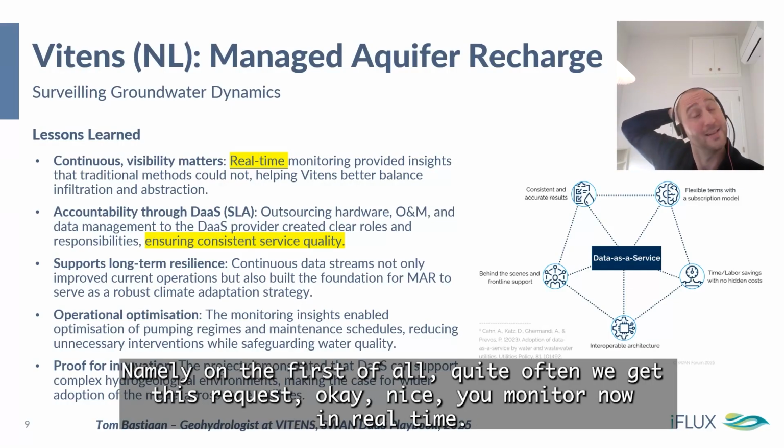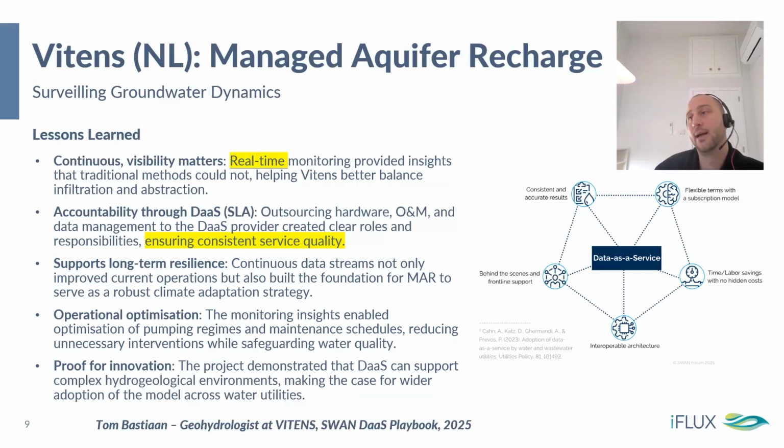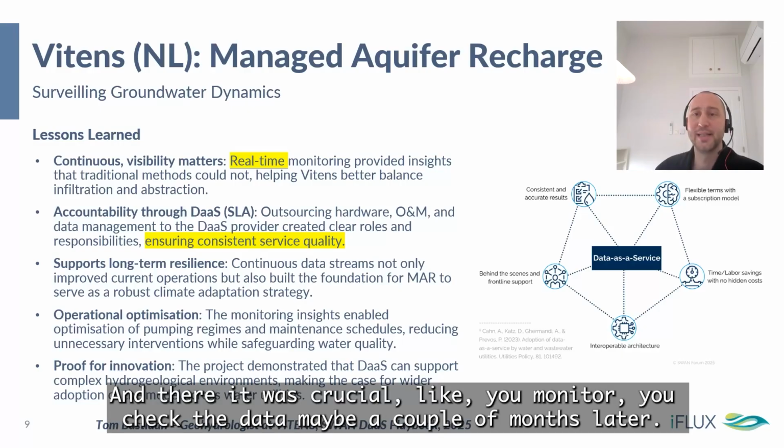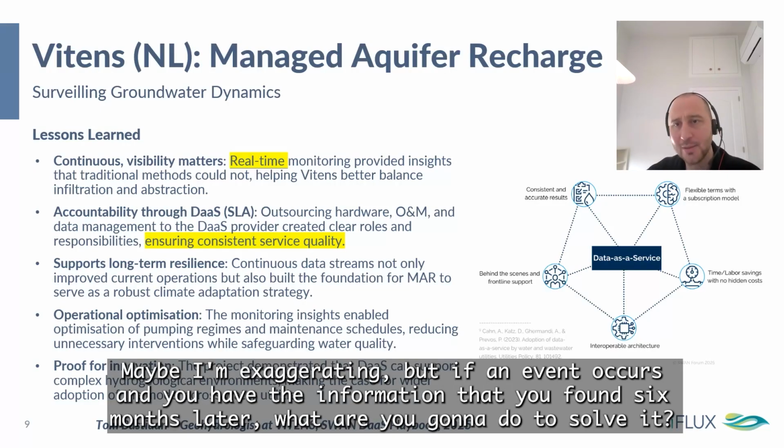Namely, first of all, quite often we get this request, okay, nice, you monitor now in real time. It costs a little bit more than not real time sometimes. What is the advantage? And there it was crucial. Like, you monitor, you check data maybe a couple of months later, and by the time you have clean data, you're 6 months further. Maybe I'm exaggerating. But if an event occurs and you have the information on that event 6 months later, what are you going to do to solve it?